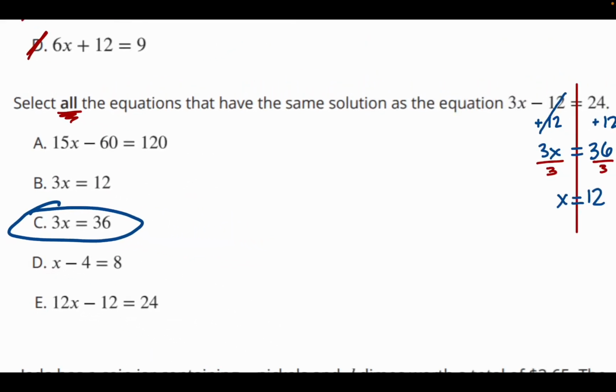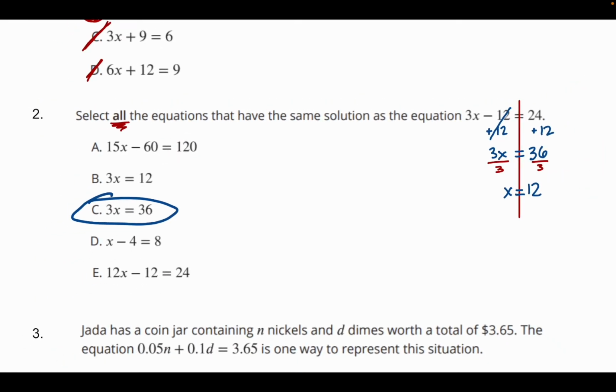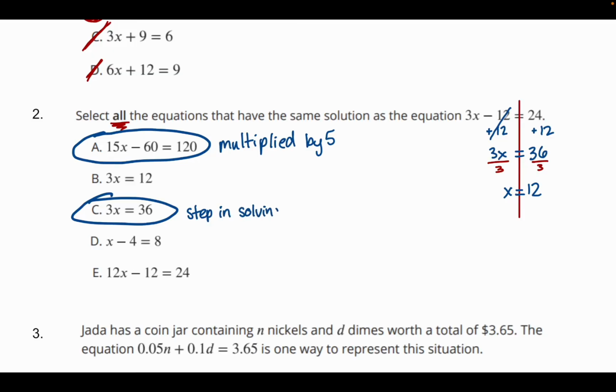So 3 times 5 would give me the 15. 12 times 5 is going to give me 60. And 24 times 5 actually does give me 120. So A works as well. And I'm going to write next to this one, multiplied by 5. And C was one of my steps from solving. This was a step in solving, which is why I chose it, because it did say I have to justify my answers.